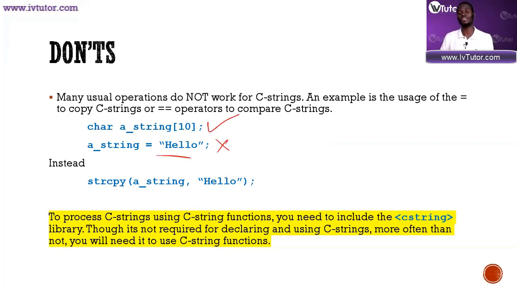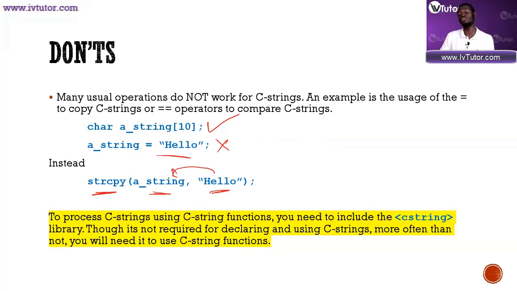The right way to then copy your characters into your C-string is to use functions. And one of the functions that we use is the string copy function, strcpy, which says copy this into this C-string. And your C-string must be big enough to accommodate this string, okay? So there are a lot of other functions that we are going to look at that we need to know when it comes to C-strings.